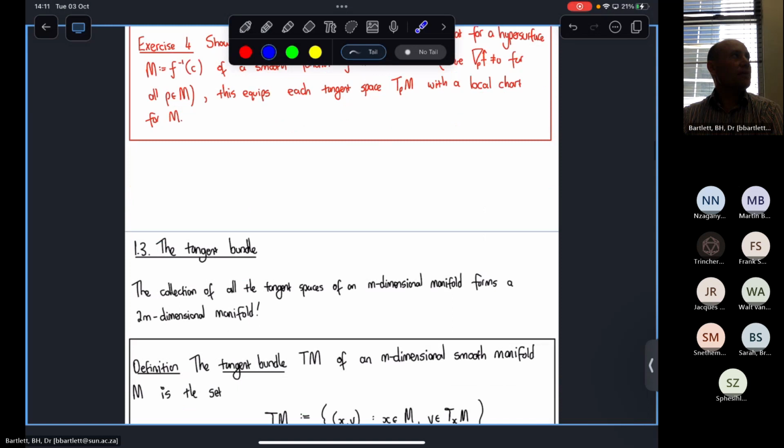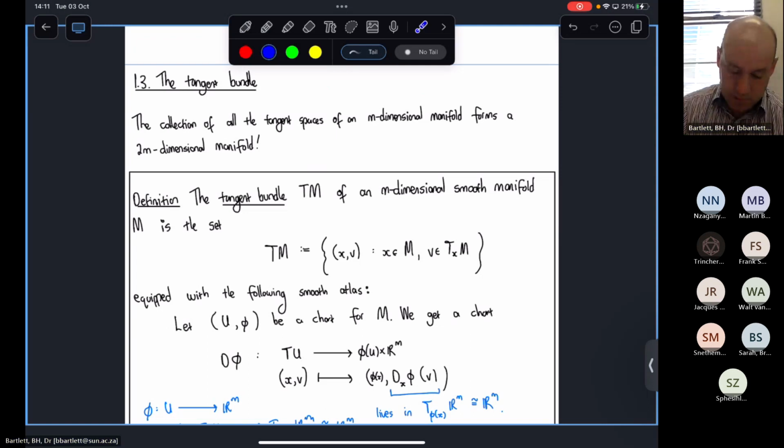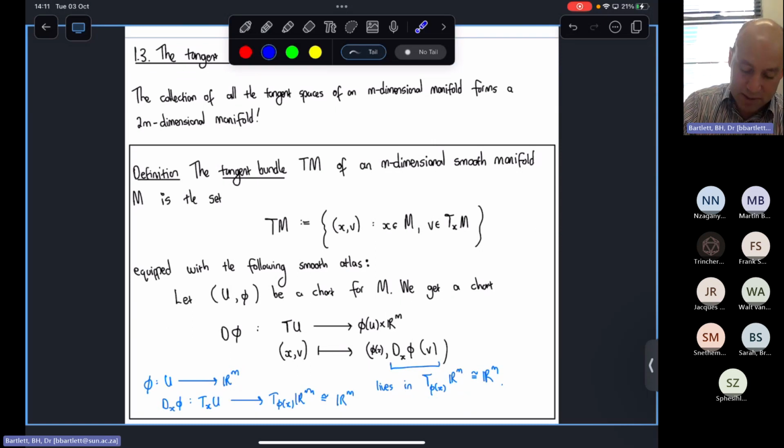Okay. Then we did the tangent bundle, which was the idea that the collection of all the tangent spaces of the manifold is actually itself a manifold, but now a 2m dimensional manifold. Right? What is the tangent bundle? It's the collection of all pairs like this, where the first element is just a point in the manifold, and the second element is a vector in the tangent space at that point.